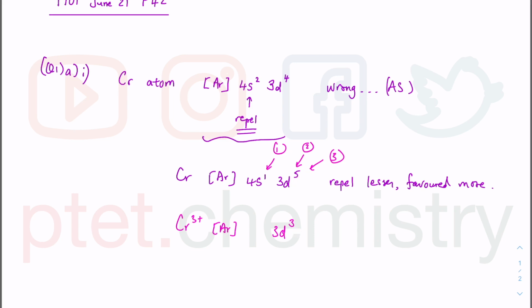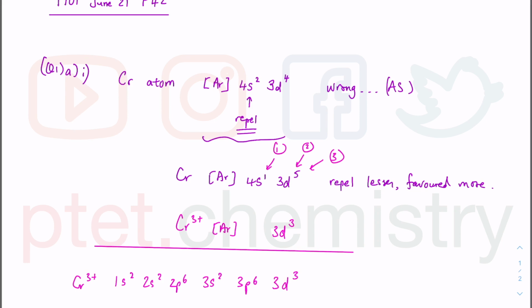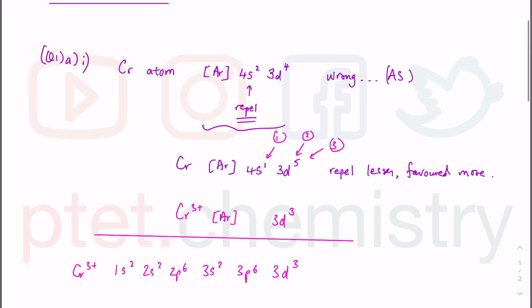But of course they want us to complete the electronic configuration in the complete manner. So 1s2, 2s2, 2p6, 3s2, 3p6, and then 3d3. That would be the correct configuration for the Cr3+ ion.